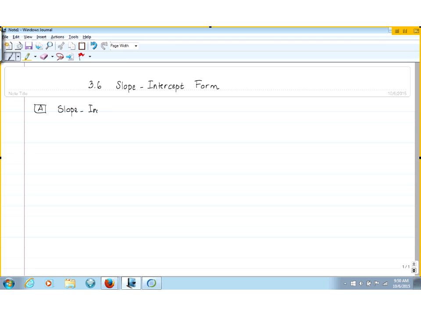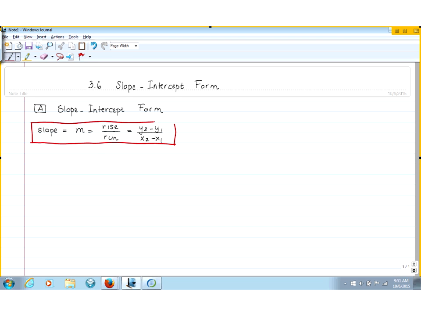So let's talk about the slope-intercept form. This is another way to graph. Now, what formula did we learn before? So I'm just going to list it. So slope is equal to what? Rise over run, which is y2 minus y1 over x2 minus x1. So we will use this repeatedly, and you are expected to memorize it, right?